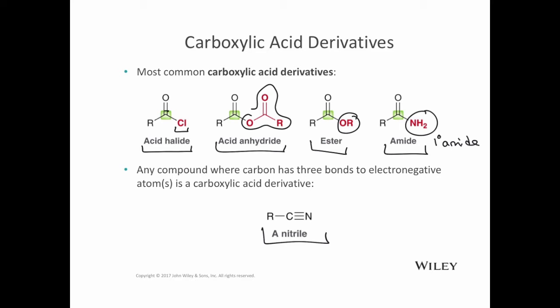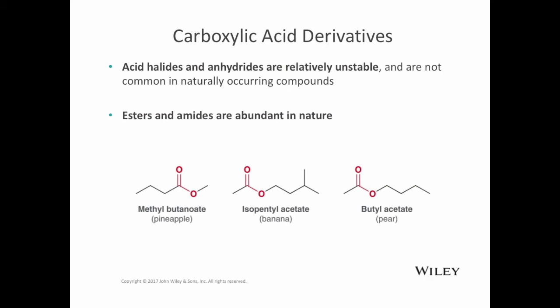So here if we look at the acid halide, in this case it's an acid chloride, this carbon has two bonds to oxygen, which is electronegative, and one bond to chlorine, which is electronegative. So that's a total of three bonds to electronegative atoms. Acid halides and anhydrides are relatively unstable and are not common in naturally occurring compounds because they tend to react to form more stable things. However, esters and amides, in contrast, are very abundant in nature and are stable.